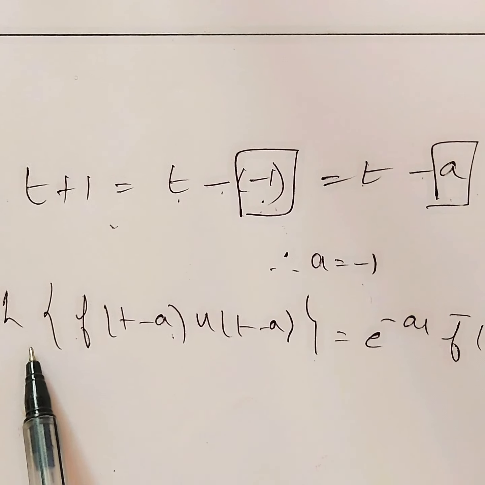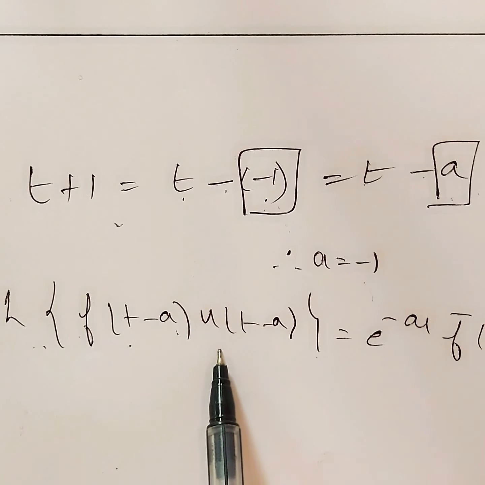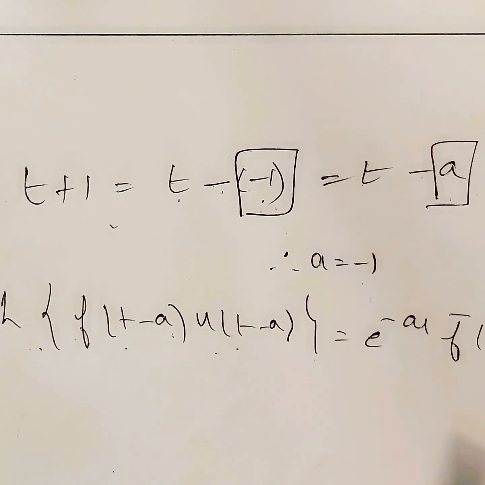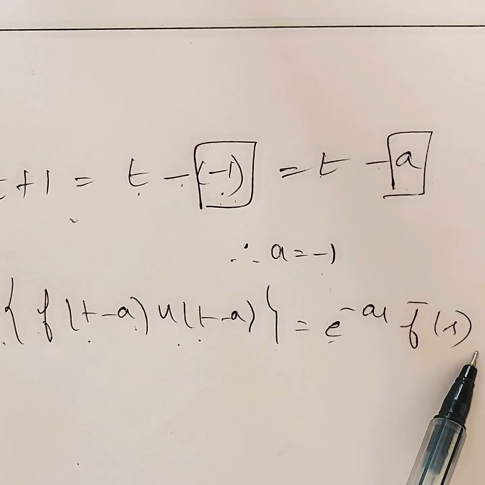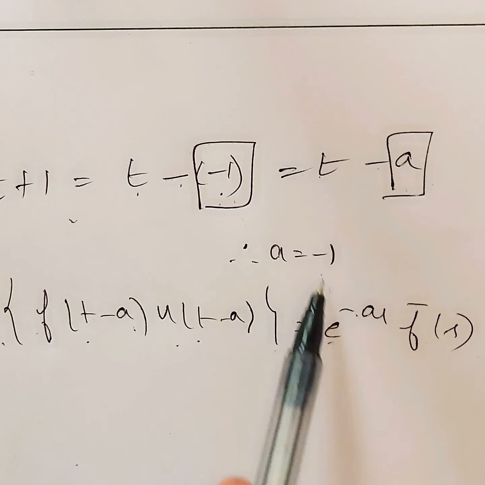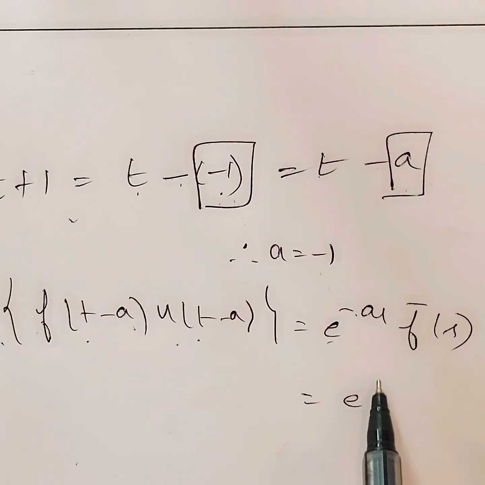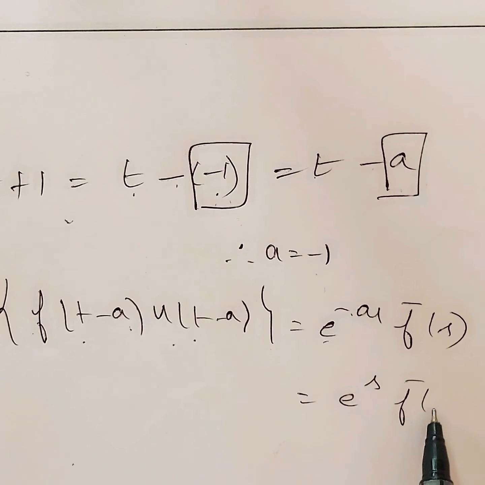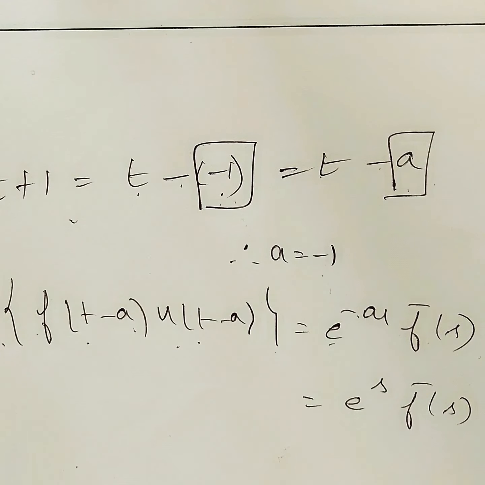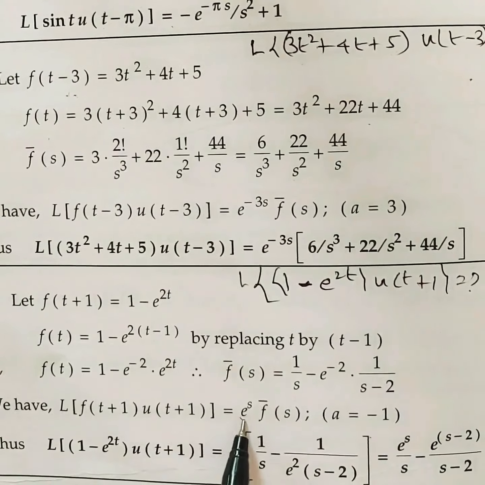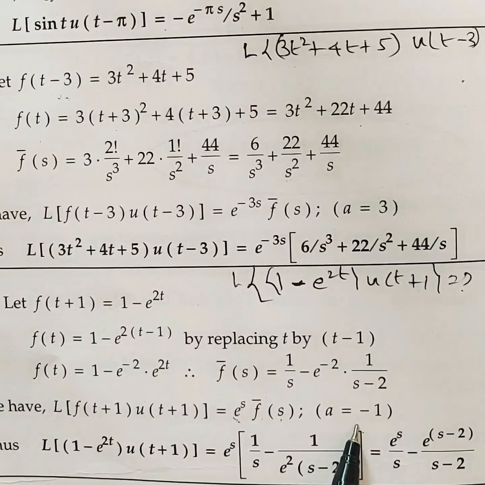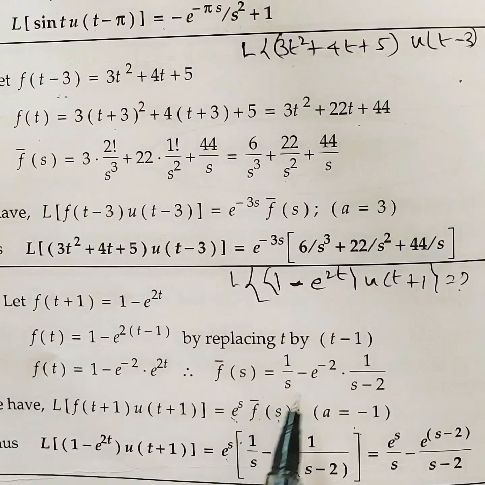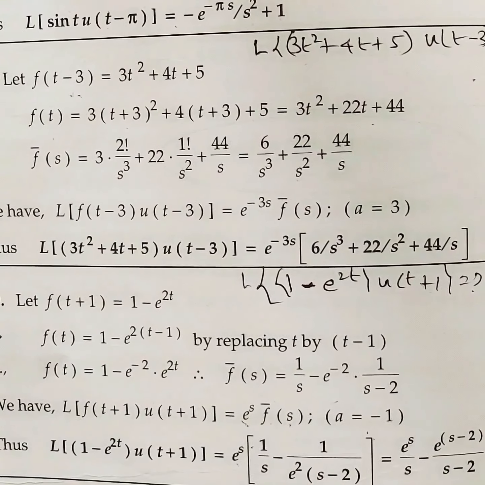Your general formula is Laplace of f of t minus a into u of t minus a is nothing but e power minus as into f bar of s. In the place of a I am going to substitute minus 1. So e power plus 1s into f bar of s. This is what we will get it. So this is nothing but e power s into f bar of s. That's why we have written as minus 1. So e power s into whatever answer you have got, you have substituted.